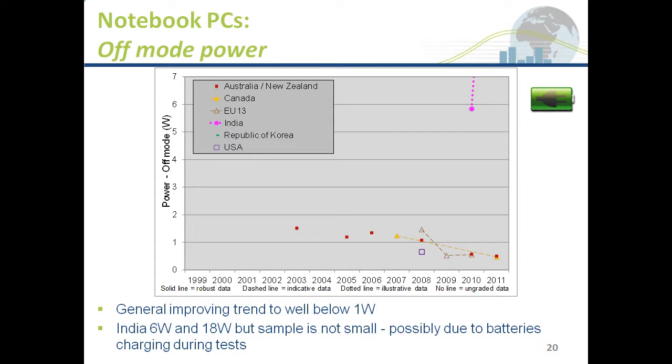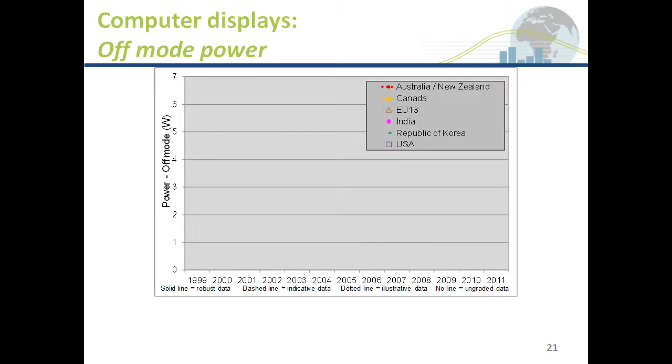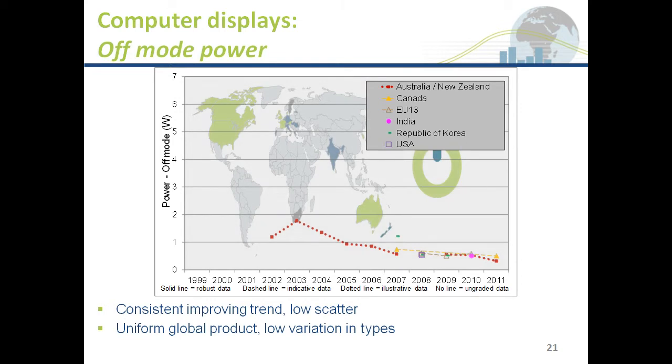Another example of the sorts of influences and caveats that have to be borne in mind for this sort of analysis. Looking at computer displays, these are products which have very low variation between different countries. It's a very uniform product around the world, and there was very little scatter, but a fairly clear, slowly improving trend, and certainly below 0.5 watts by 2011.